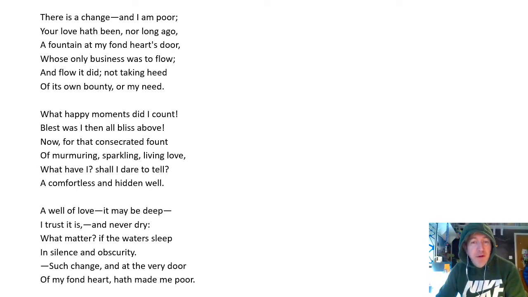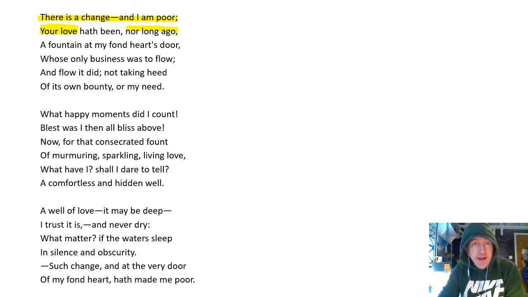So let's now have a look at the poem in closer detail. First line establishes that the life of the narrator has changed and it's got worse. Poor suggests that he's got less money, he's less well off. Whatever the change is, has taken something valuable away. When we look at the second line, we find out that it's about the love from another person. That's what's changed. And only recently, it says not long ago, only recently the situation was very different.